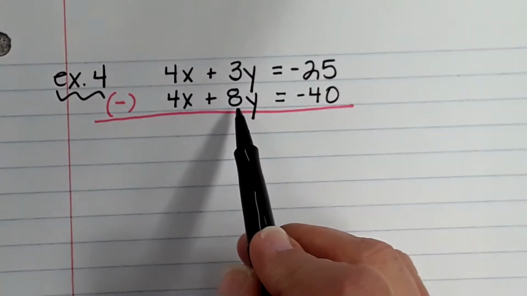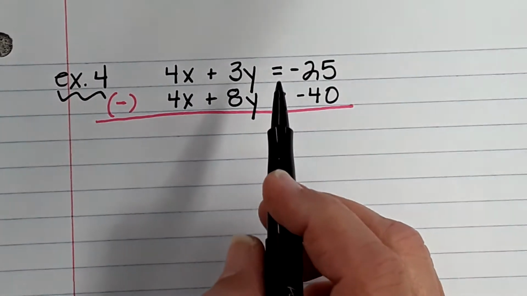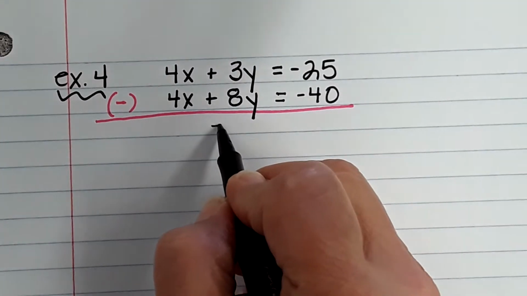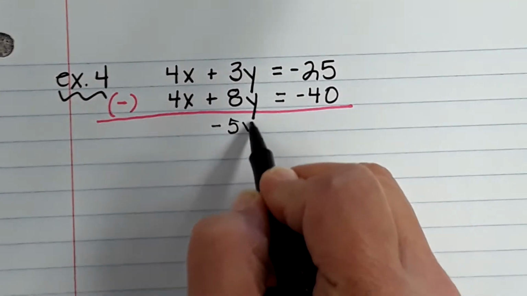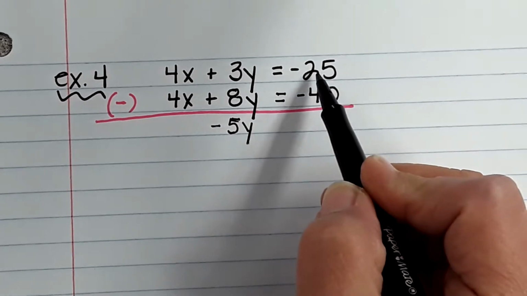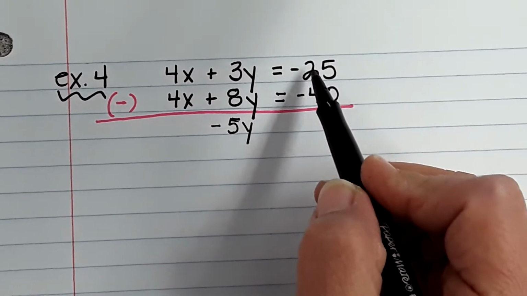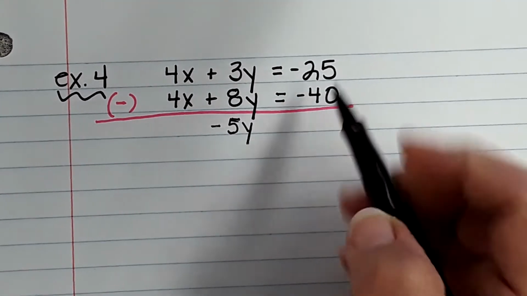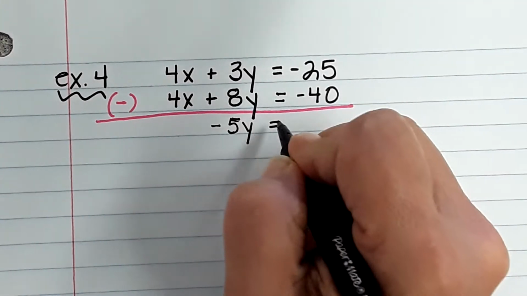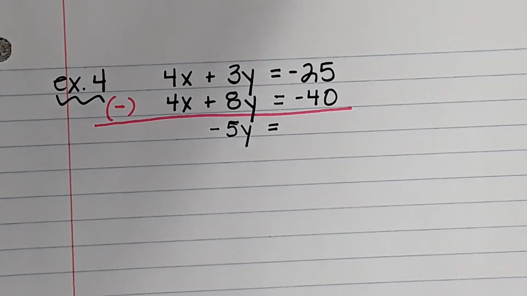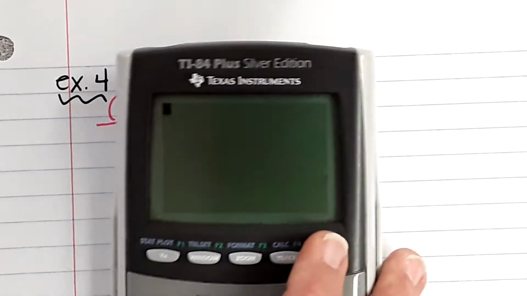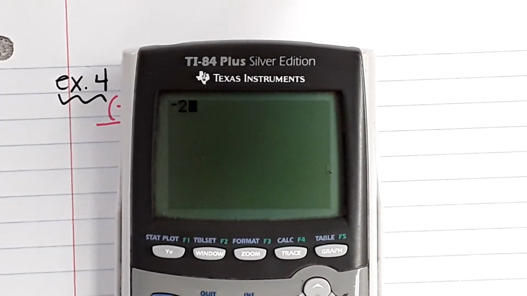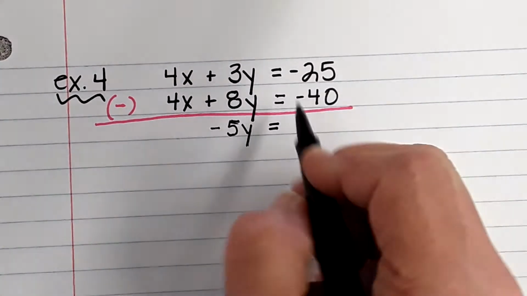3y minus 8y. Negative 5y. Negative 45, no, I'm sorry, negative 25 minus negative 40. So put it in your calculator just like that. Negative 25 minus negative 40. And what do you get? 15. So I'm going to write 15 here.